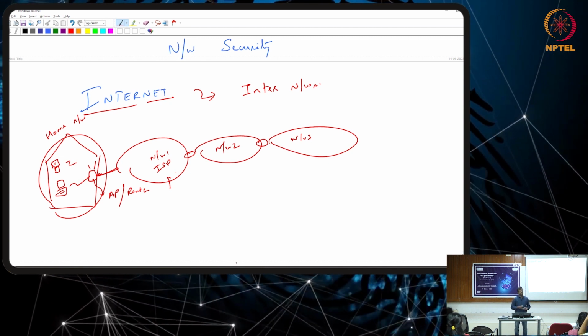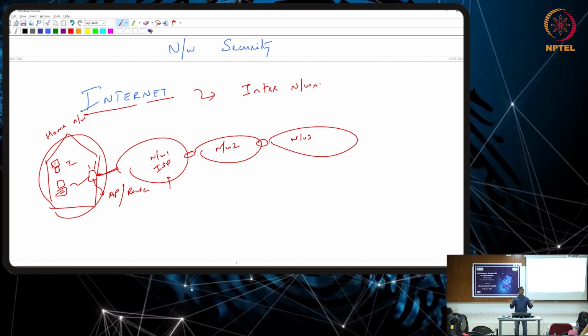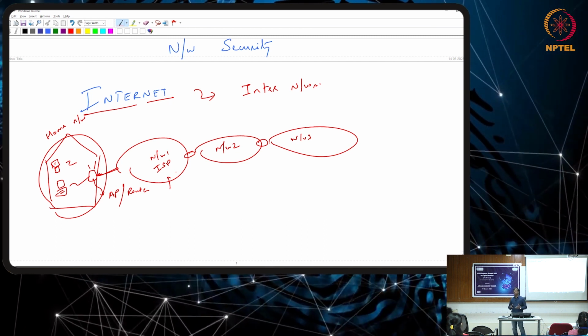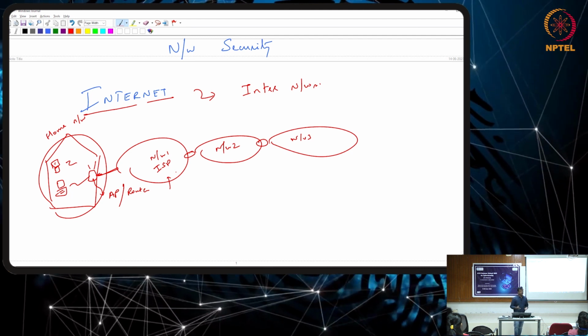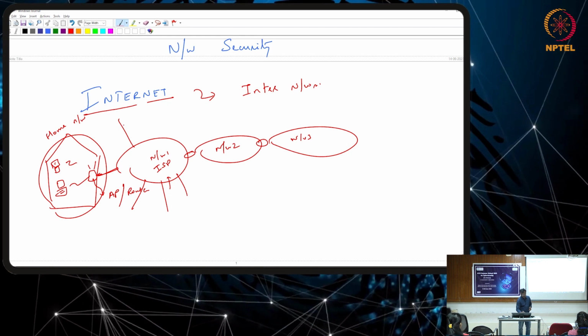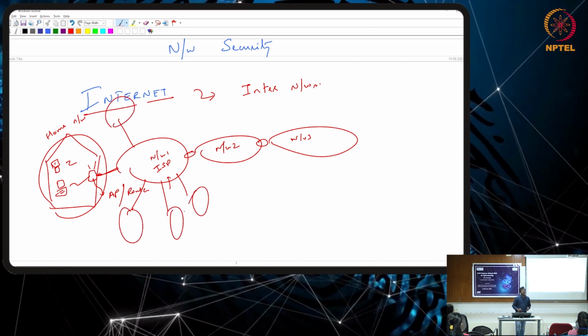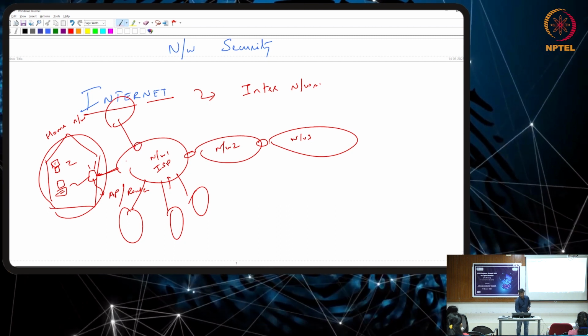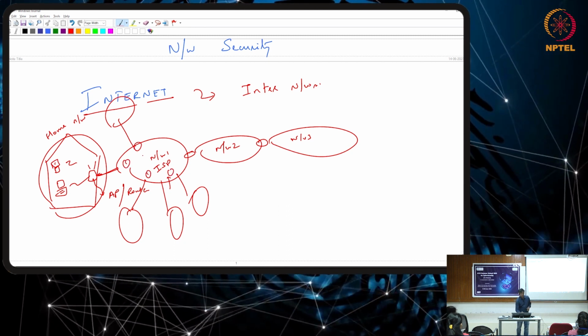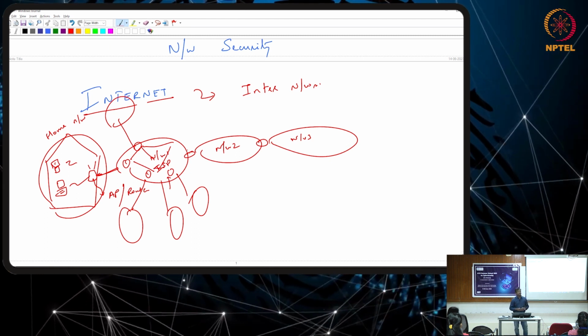Why do they have a network? Because the ISP is not serving only you. It may be serving multiple homes, multiple residences, and multiple companies, right? So likewise, they will be serving multiple clients. Each of these you can consider as networks, and then they will connect all these networks via routers. So that has its own network.